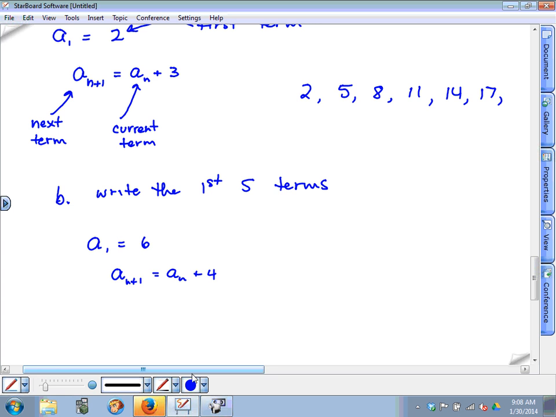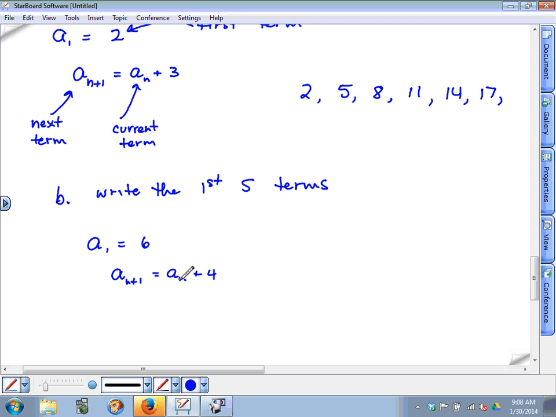Recursive formulas are a great way to quickly generate terms of a sequence in order. This tells you exactly what to do to generate each next term. Yeah? What's the n plus 1? Well, a sub n is a term of the sequence, right? A sub n. So a sub n plus 1 means the term that comes right after a sub n. So if it's like plus 2, that would be the third, and then the third, yeah.